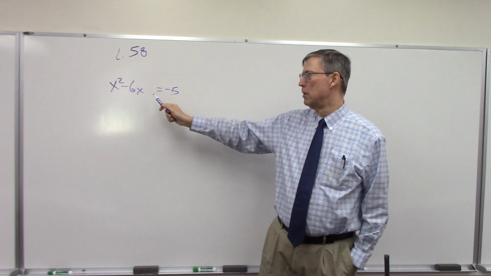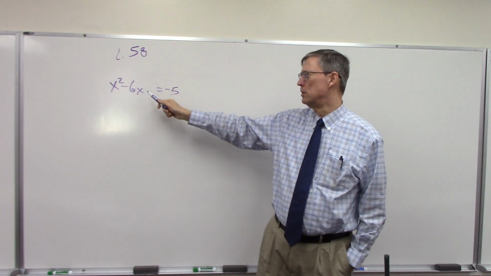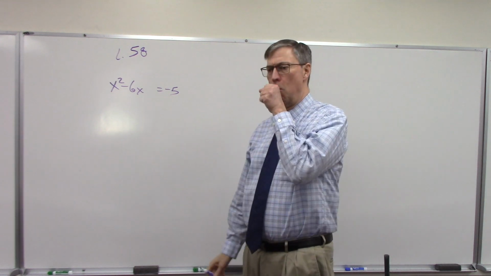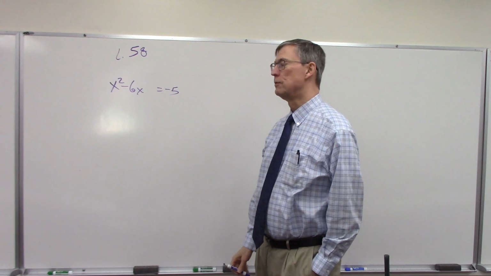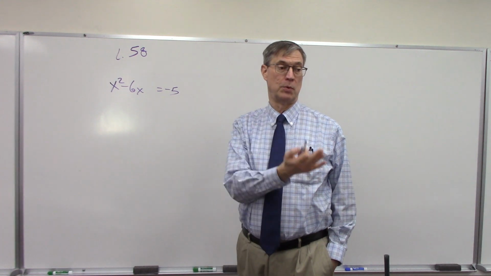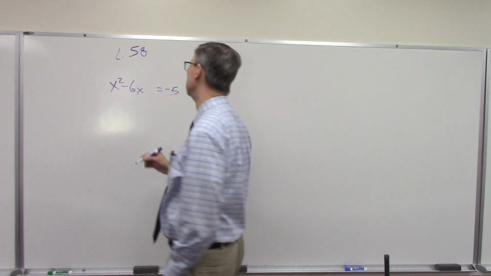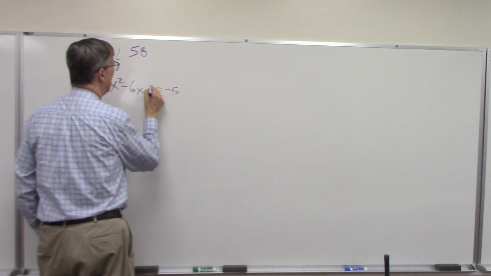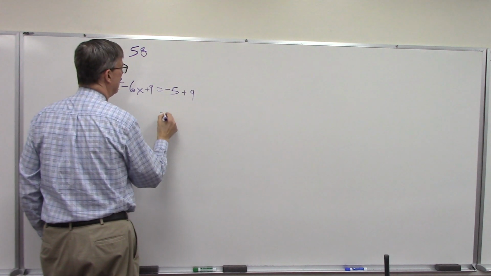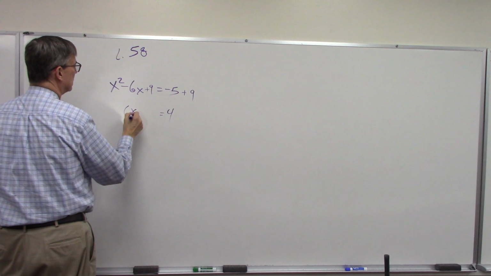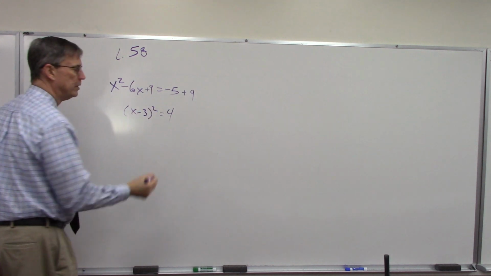So if we're going to complete the square, what do I need to do, Michael, with that? -6. Half of it and then square it. So half of -6 is -3. -3 squared is positive 9. All right, so we'll add 9. Add 9. Ooh, that's easy. And 4. Over here, I'll get x minus 3, the quantity squared.